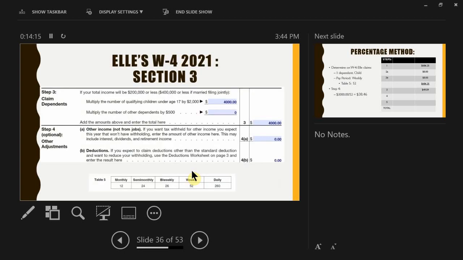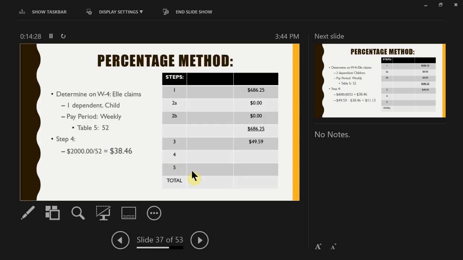So we're going to look at this table right here. Table number 5 is going to determine, if we're on a weekly payroll period, there are 52 paychecks that she's going to be receiving. So what you're going to do is determine how much per paycheck is going to be for that dependent. So we're going to take our $2,000, because that's for that 1 dependent, and we're going to divide it by 52 to give us a total of $38.46. So this $38.46 is what she's going to claim on her paycheck.